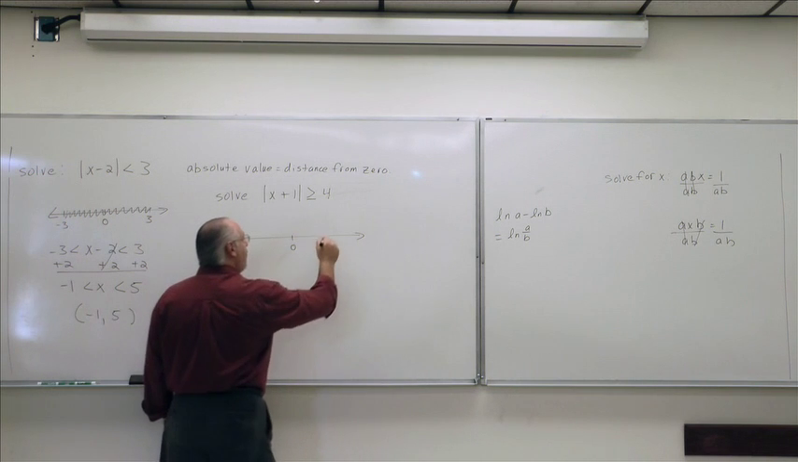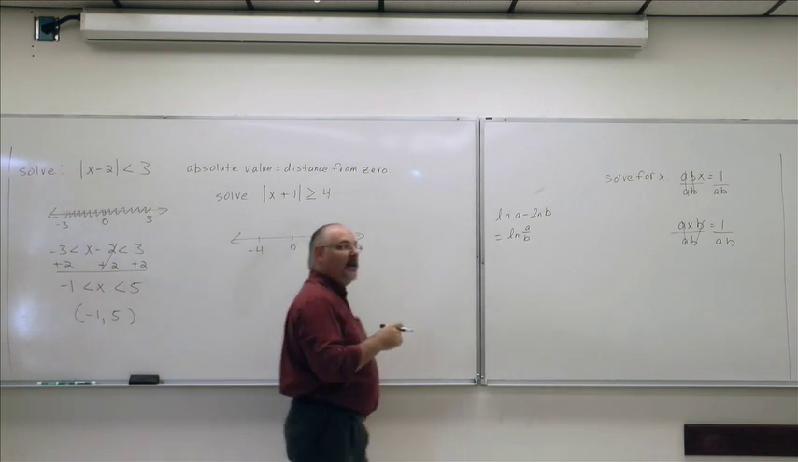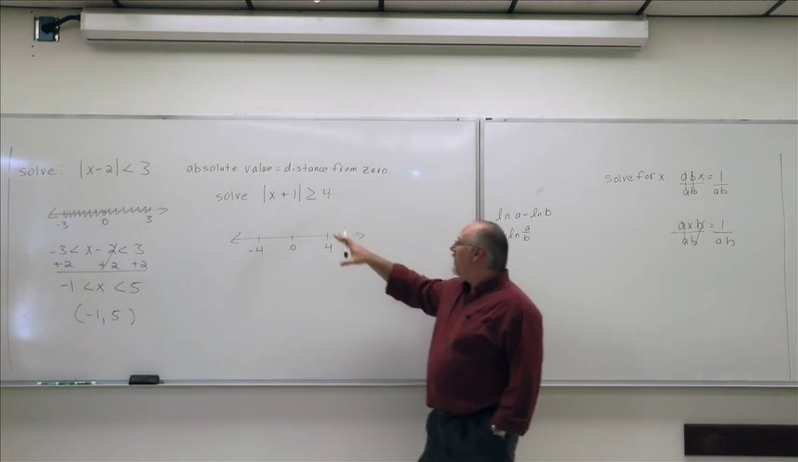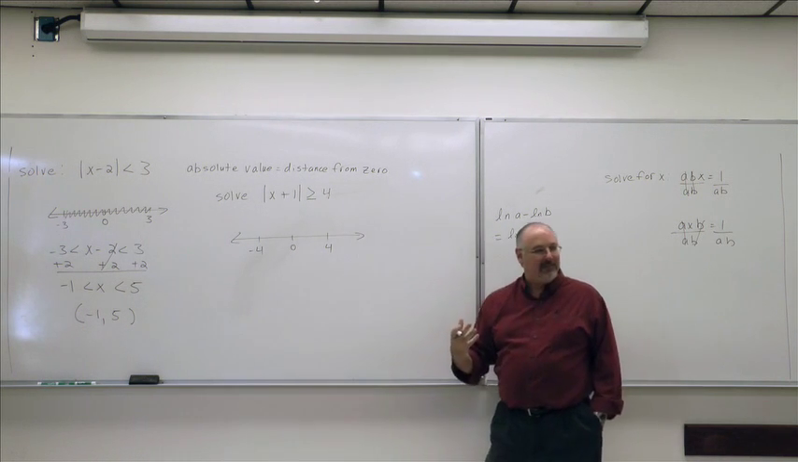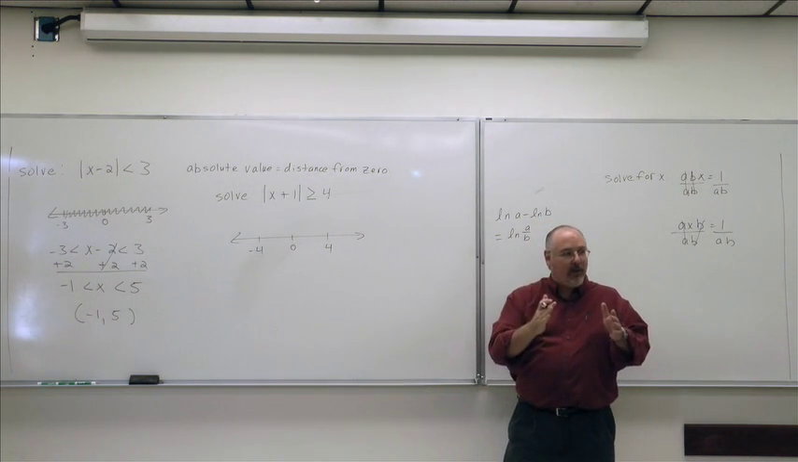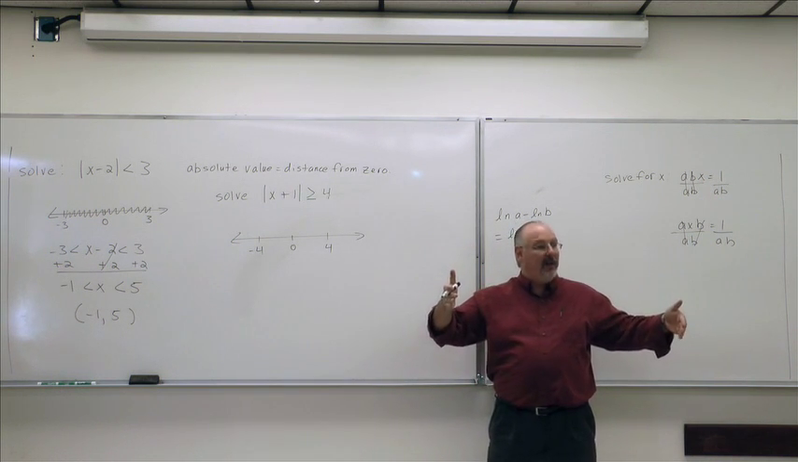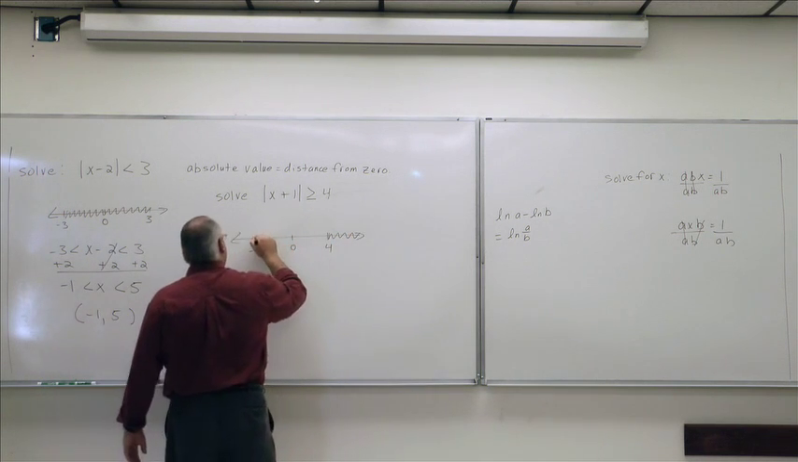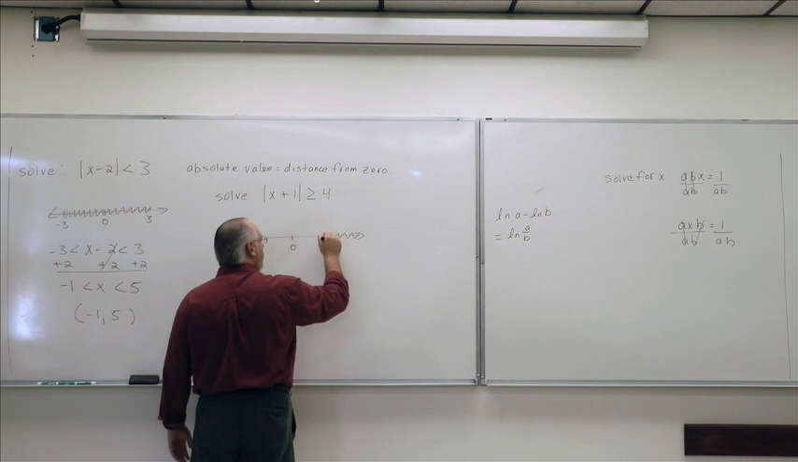So, again, if you are exactly 4 units from 0, where are you on the number line? At 4 or -4. Now, if you're more than 4 units from 0, greater than or equal to, where are you? Are you closer to 0, or further away from 0 than 4 and -4? You're further away, so you're at the 2 ends. In this case, we are including the endpoints because of the equal.